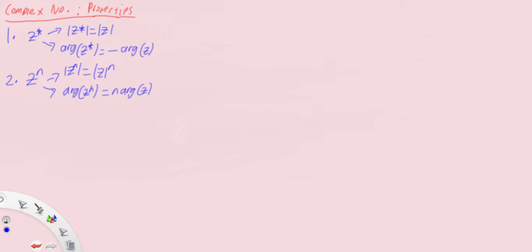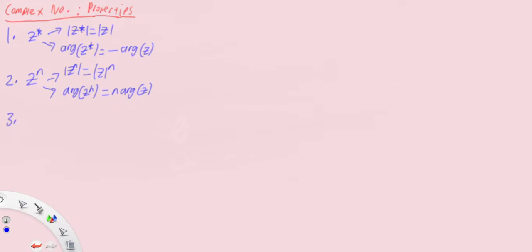So how is this a thing? Very simple. If we have re^(iθ) raised to the power n, you notice that our modulus is now r to the power n, mod z to the power n. Our argument, following the indices law, e^(inθ), so the argument is now nθ. So that is for z power n.